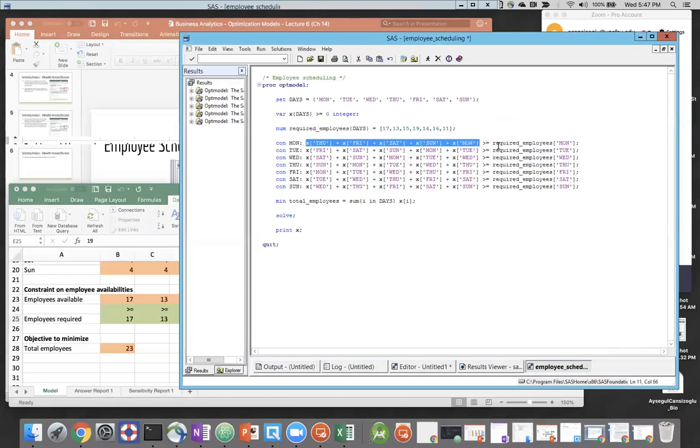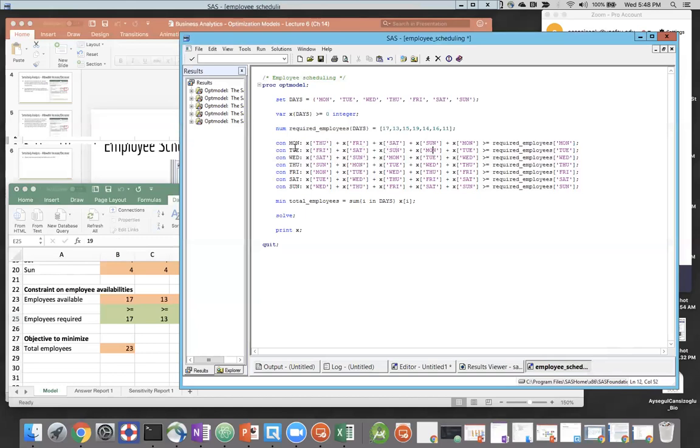And they need to be at least this many, which is the required number of employees for Monday. If you look up, it is 17. The first number here is 17. Then we define the same constraint 7 times here, but the days are different.